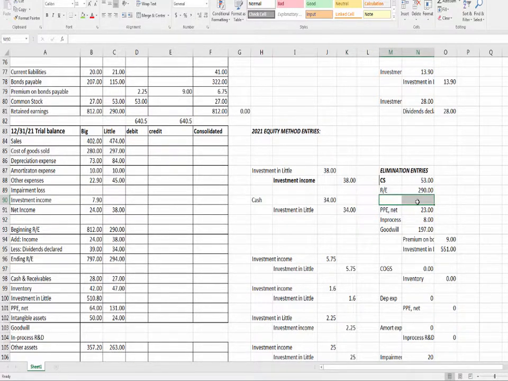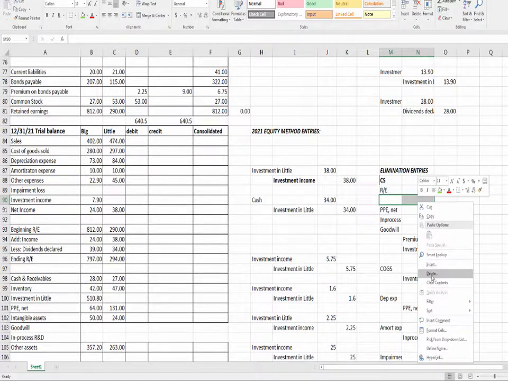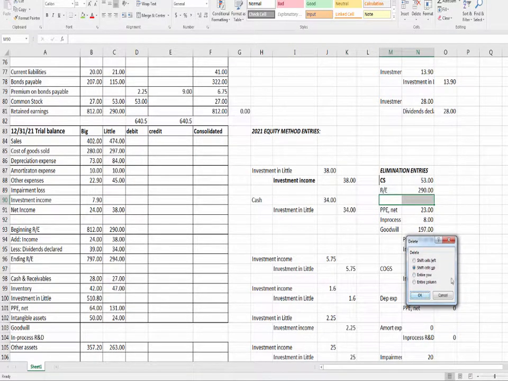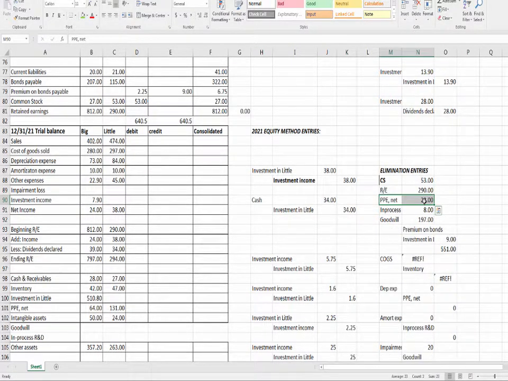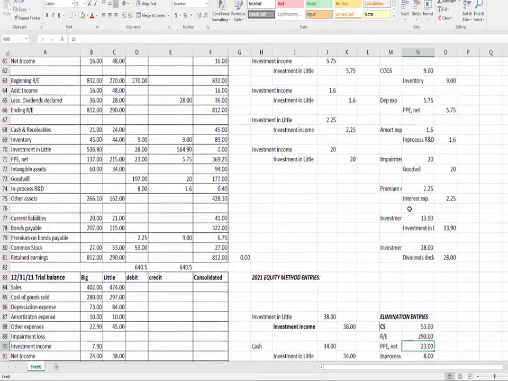I should clean that up. I'm going to go ahead and delete. So that scoots up a little bit. Okay. The property, plant, equipment net. Think of how we carried this forward.